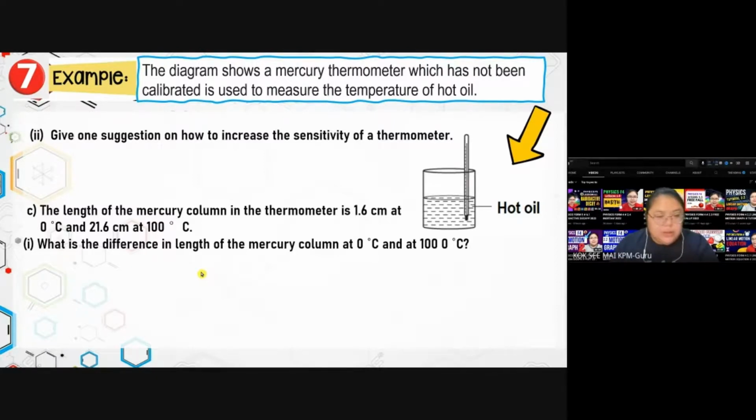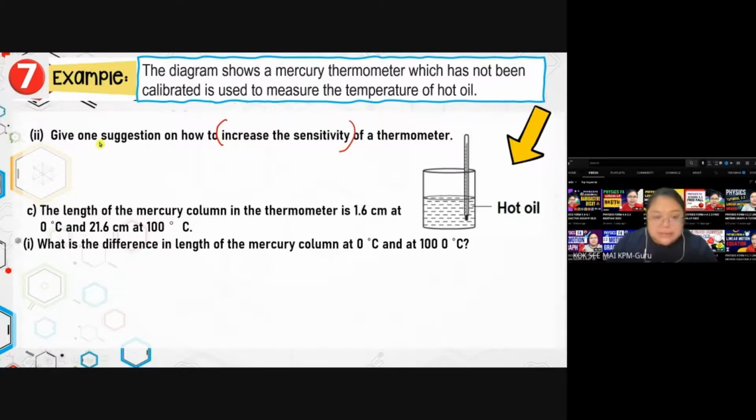Okay, number 3, they say give one suggestion how to increase sensitivity. I told you already, we got 2 points that can answer sensitivity. One is thin wall bulb. Okay, the bulb at the bottom, the wall must be thin. Number 2, narrow capillary tube. That one is the point for increased sensitivity.